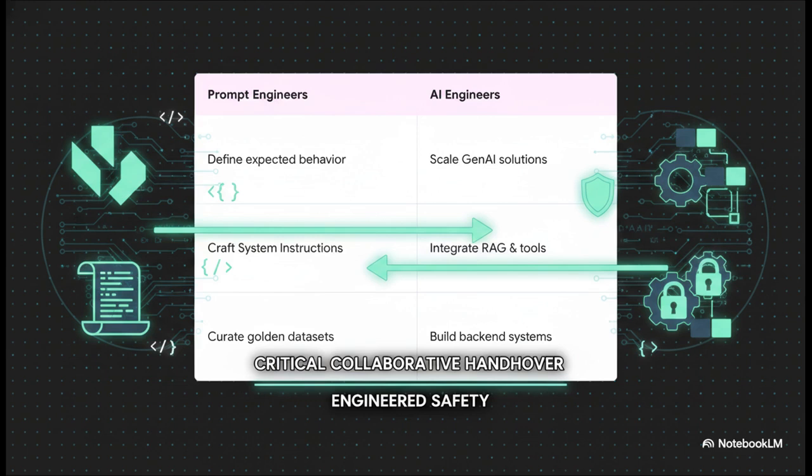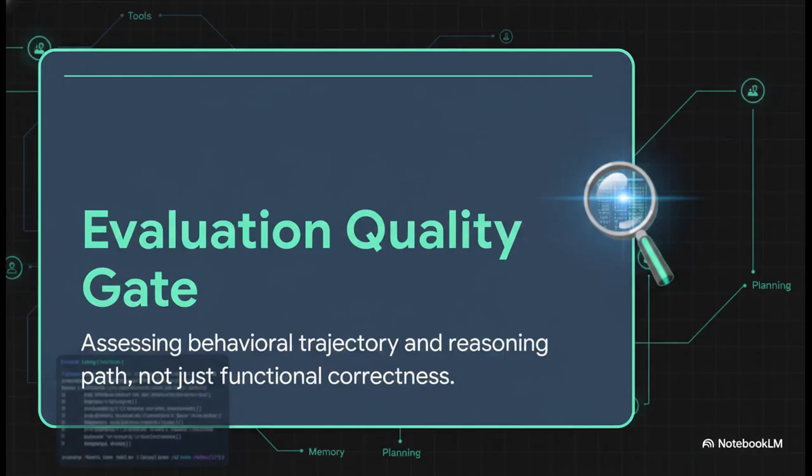On the other side, AI engineers are the builders. They take that constitution and they scale it. They build robust backend systems, safely integrate external tools, and enforce those guardrails right in the infrastructure. This brings us to arguably the absolute most important concept in enterprise AI deployment, evaluation as a quality gate.